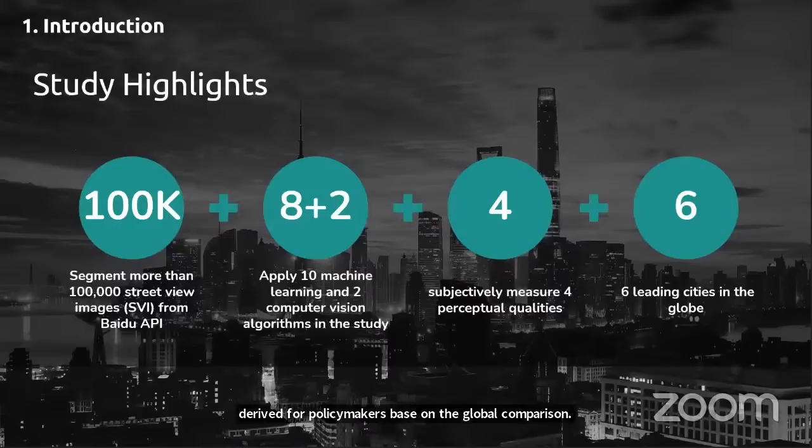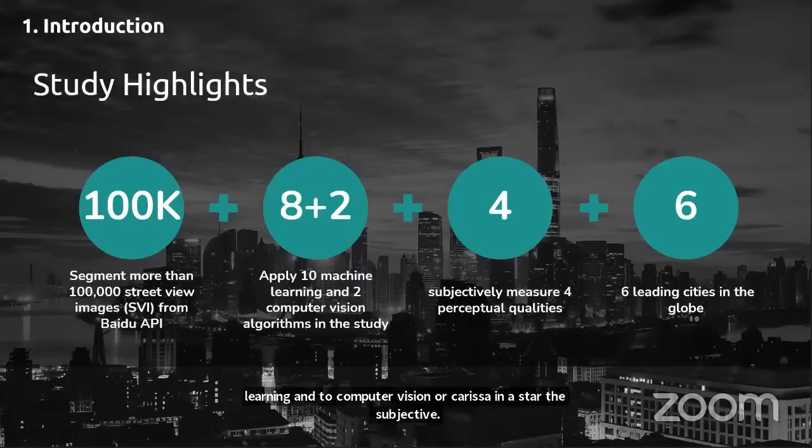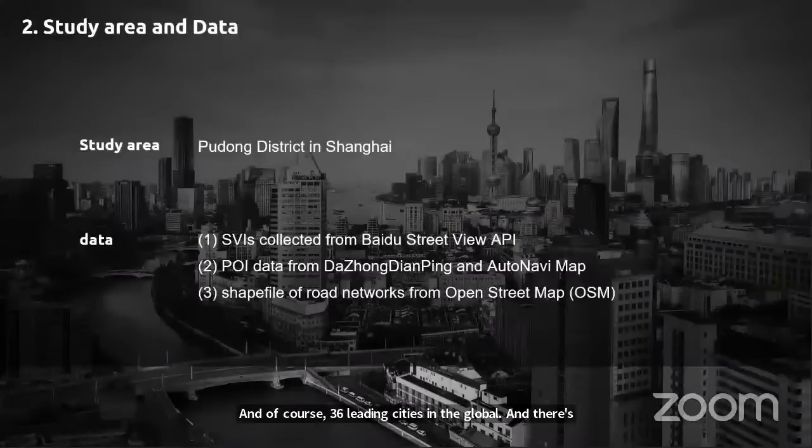In this research, we analyzed more than 100,000 street view images from Baidu API and applied 10 machine learning and 2 computer vision algorithms in the study, subjectively measuring perceptual quality scores, and of course studying 6 leading cities globally. The study area is Pudong district in Shanghai, and the data we use include street view images and POI data from Dianping and AutoNavi map, and also the shapefile from OpenStreetMap.